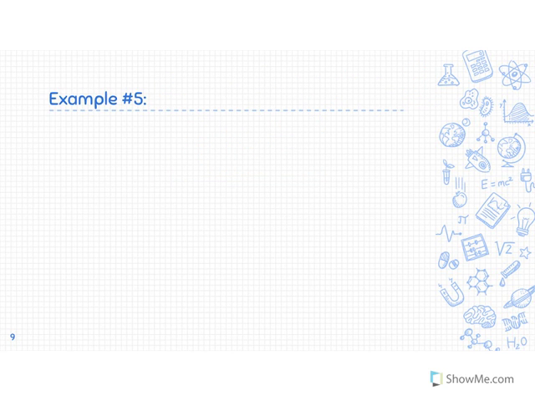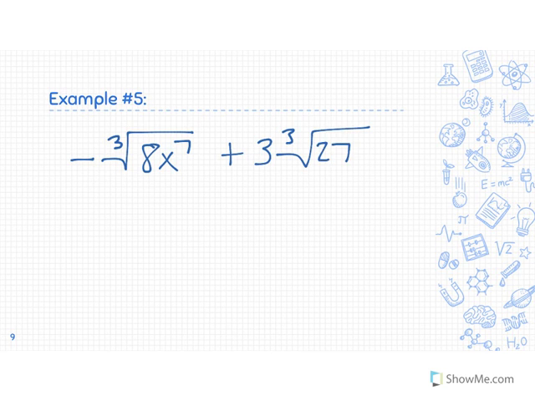Last example here, you guys, we have a negative cubed root of 8x to the 7 plus 3 cubed root 27x to the 4th power. So we need to break these down first. These are like, like I said, we'll be working with cubed roots. So I'm going to break down, we are looking for a number that multiplies by itself 3 times. So that's our 2. So the cubed root of 8 is 2.